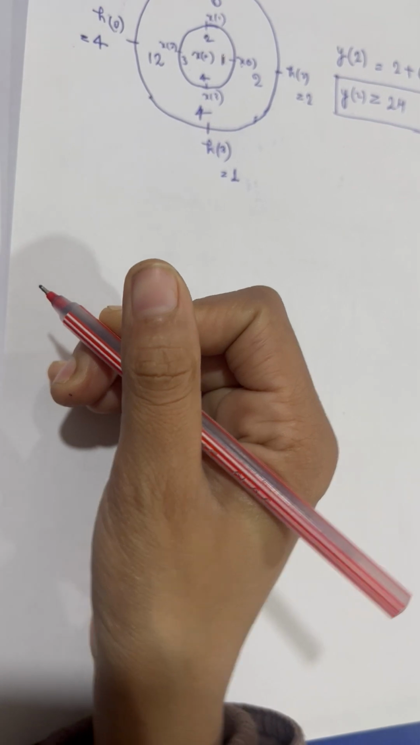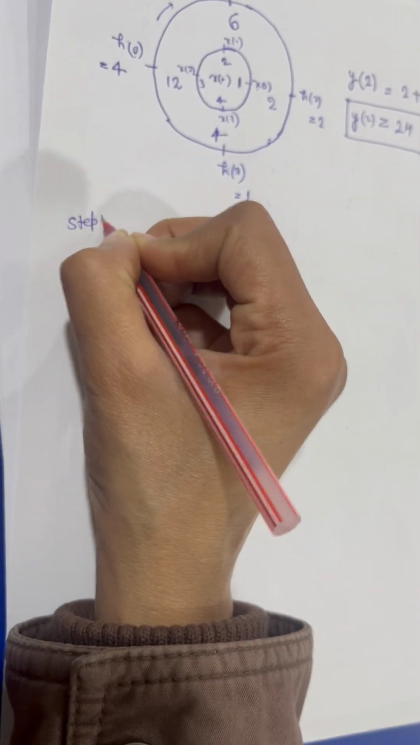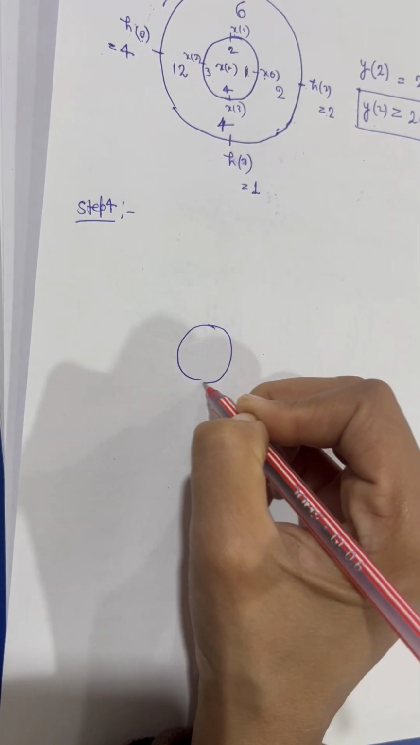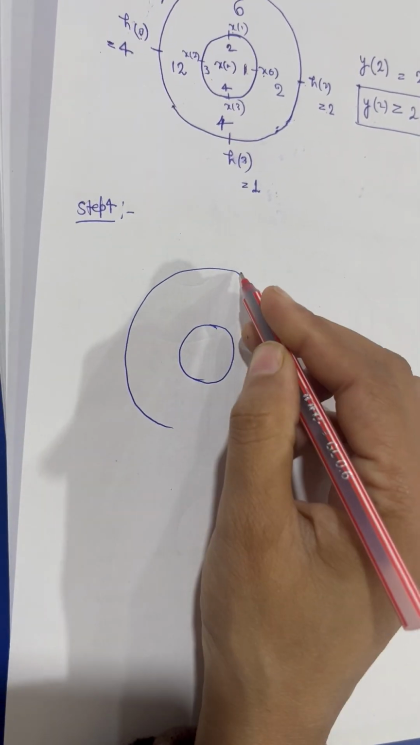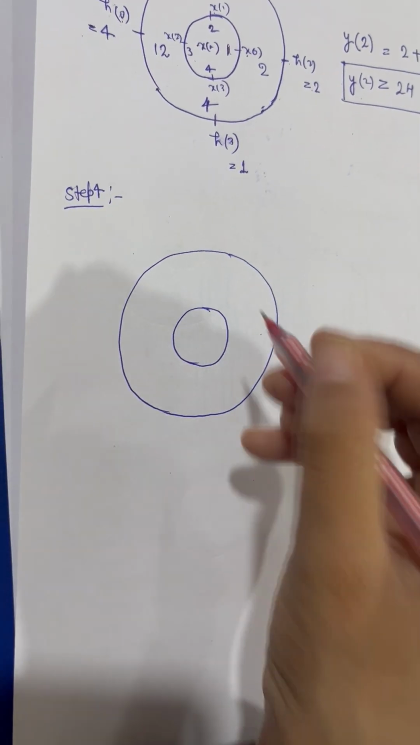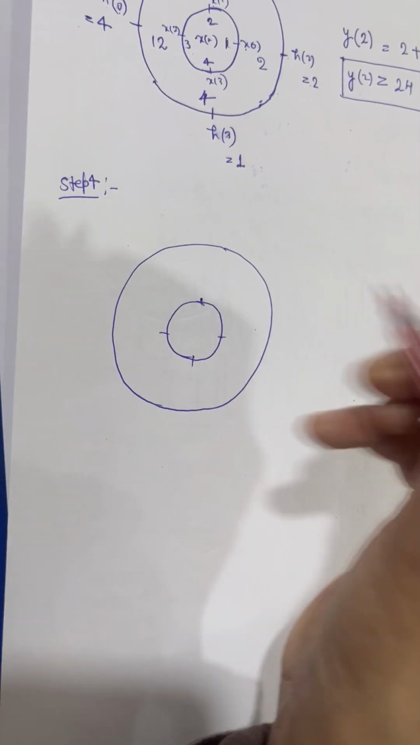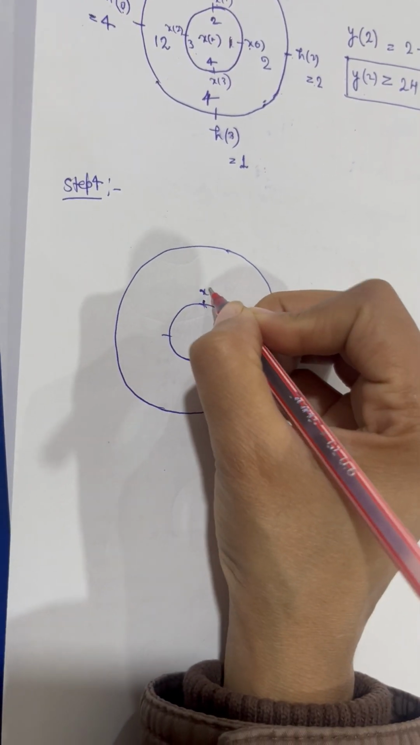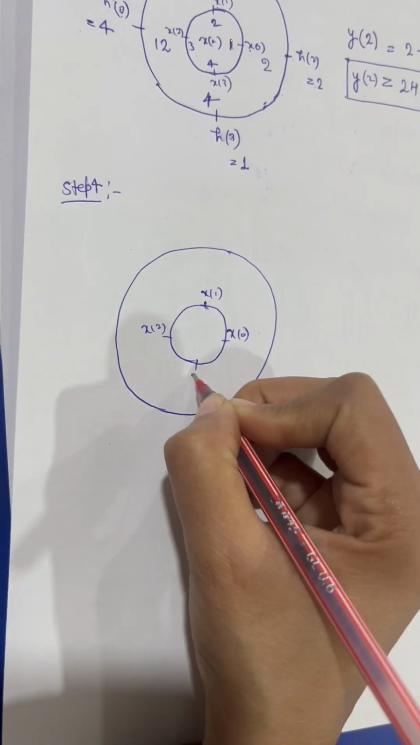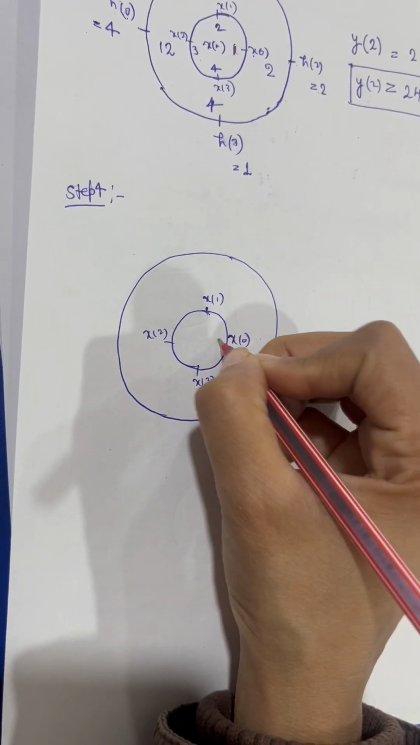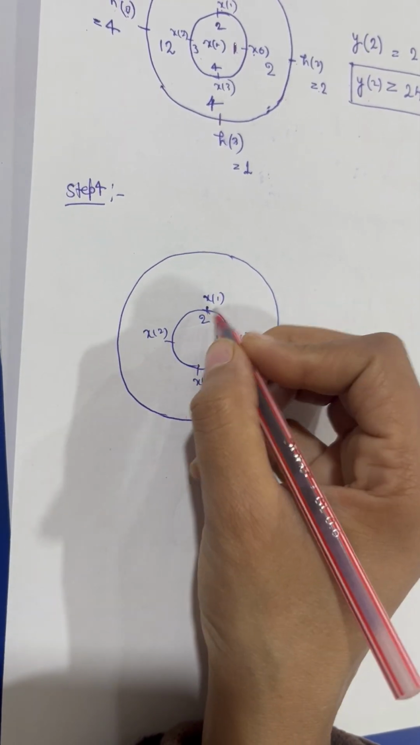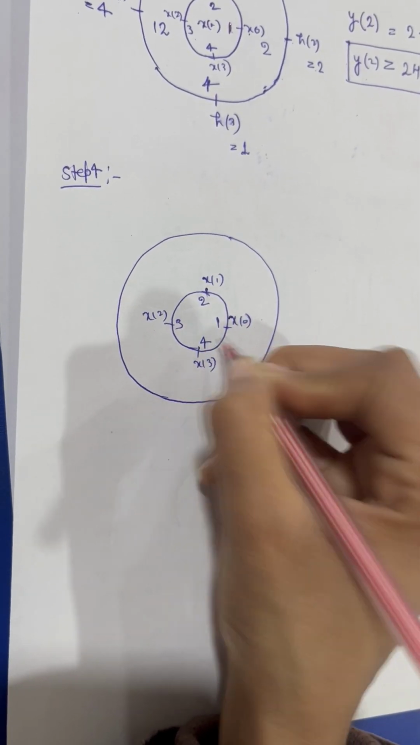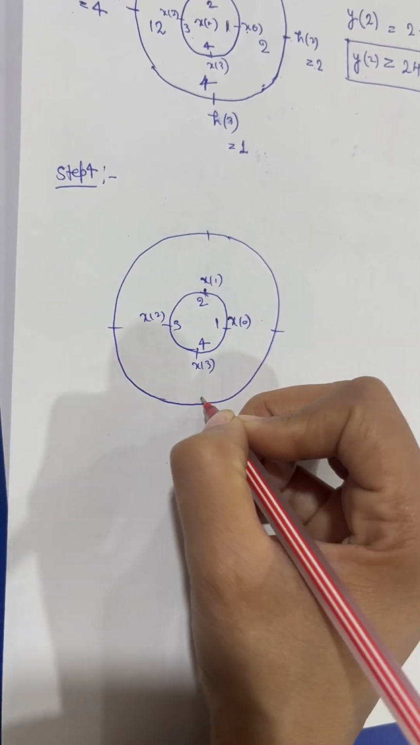And the last step, step 4. Again draw the circles. We are using the graphical method, so we show it by drawing the circles and shifting the sequences. x(n) will be the same in the inner circle: x0 is 1, x1 is 2, x2 is 3, x3 is 4.